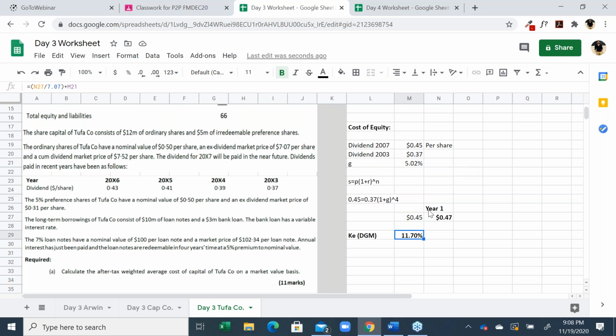Now Ifra says, kindly explain why I have added the growth at the end, because the dividend will not stay at this level. It won't stay at $0.47. It will be growing at a 5% rate. So the dividend growth model says that you should add this growth rate into your cost of capital.